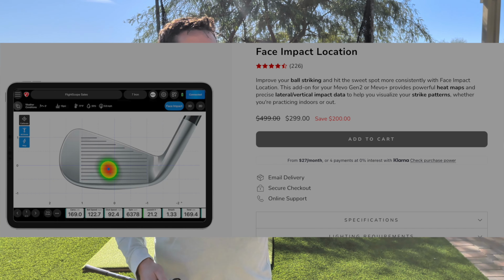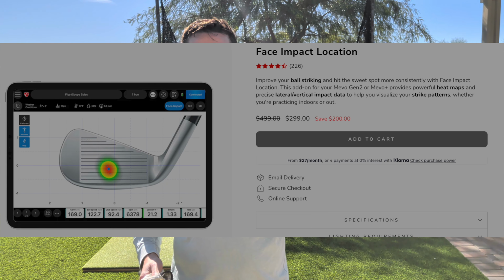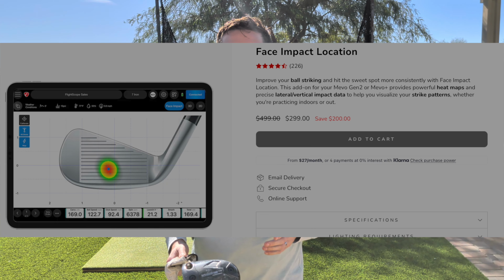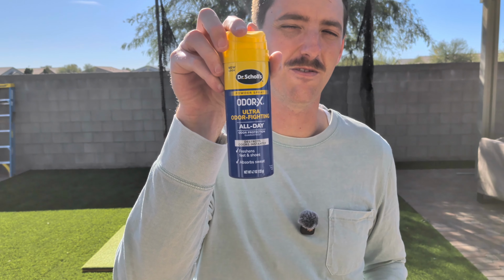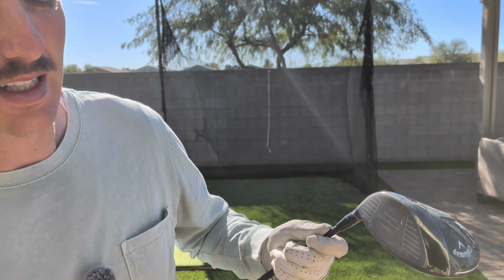Most golf simulators will be able to show you your impact location. I have the Mevo Plus, which has an additional package for like $200 or $300 to buy the data point for impact location. Although I'm not willing to pay for that, so I don't have it. But there are other ways you can find out your impact location. Here's what I do. Take some of this Dr. Scholl's foot spray. You can get it on Amazon for $4 and do this.